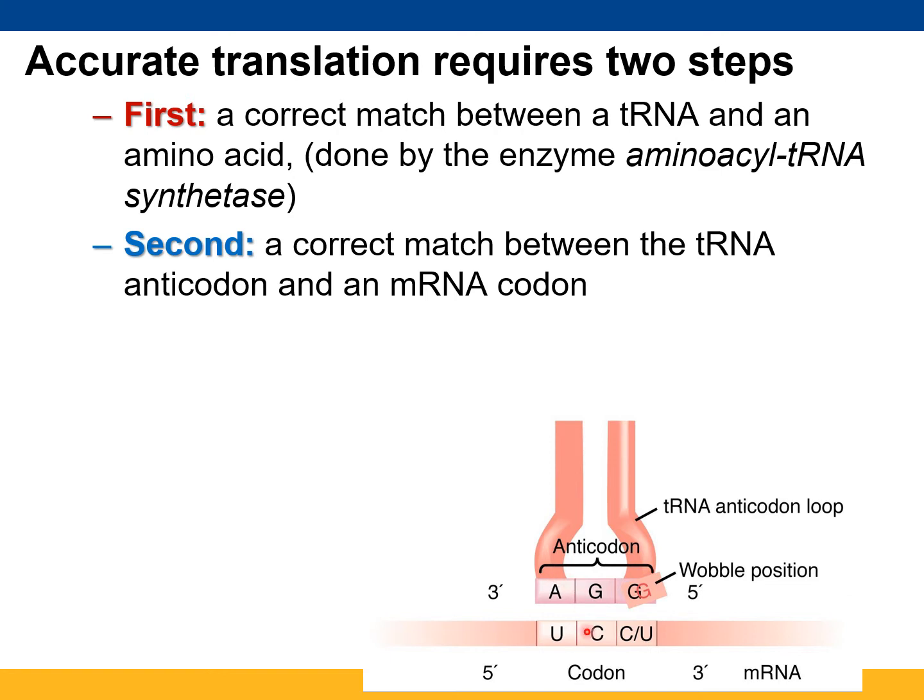Now, the first and the second letters are super crucial. Those have to be 100% correct. But the third one over here can change around, and that's why when you look at those charts, you'll often see more than one letter in the third position. That's because of a hypothesis that Francis Crick came up with, and that's due to what they call a wobble.